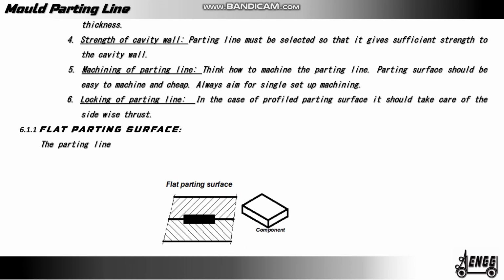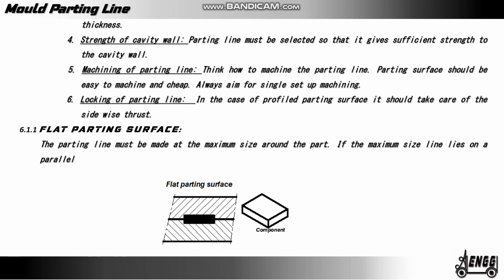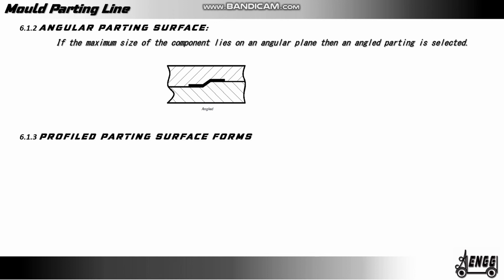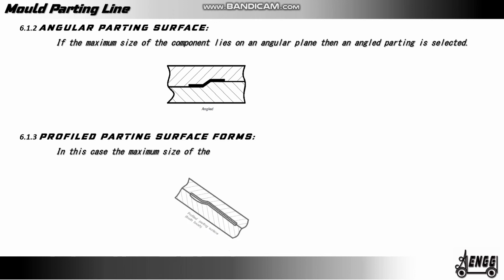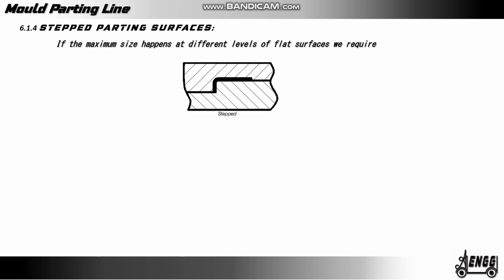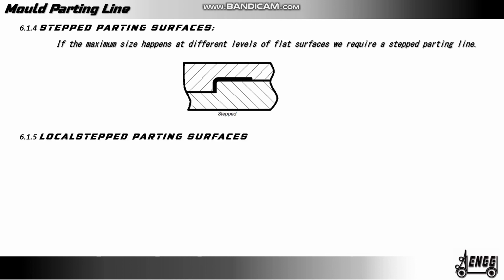Parting surface. The parting line must be made at the maximum size around the part. If the maximum size line lies on a parallel plane, then the parting line will be flat. Angular parting surface. If the maximum size of the component lies on an angular plane, then an angled parting is selected. Profile parting surface form. In this case, the maximum size of the part is along the contour in a plane but same on either side of the part. Step parting surfaces. If the maximum size happens to be at different levels of flat surfaces, we require a step parting line. Local step parting surfaces we can see over here.